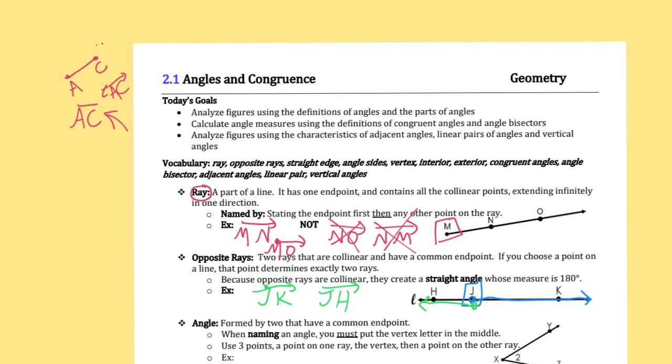Okay, if you have J going to K, that's this blue ray to the right. And if I add it to the ray JH, starting at J going towards H to the left, together they form line L. Okay, and that's bad handwriting, but line L. So together, you can take opposite rays that are going to be collinear.